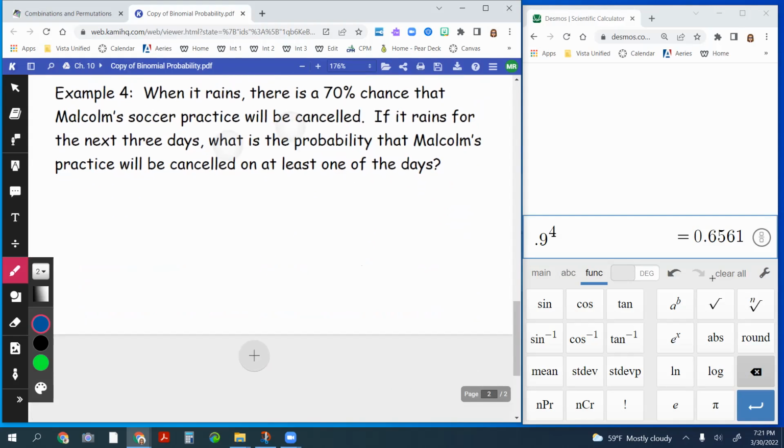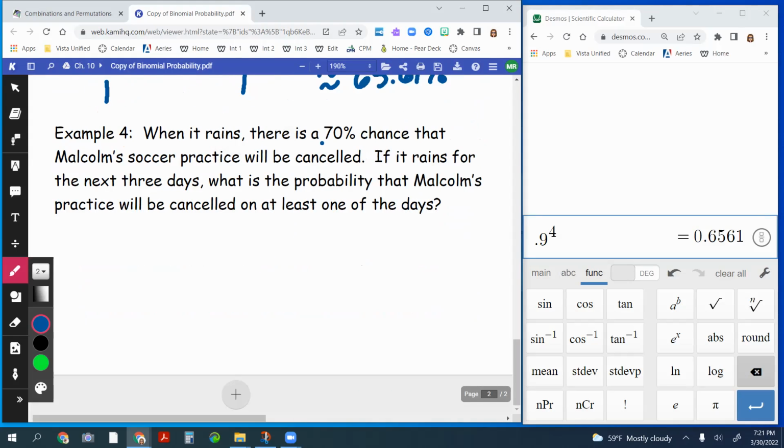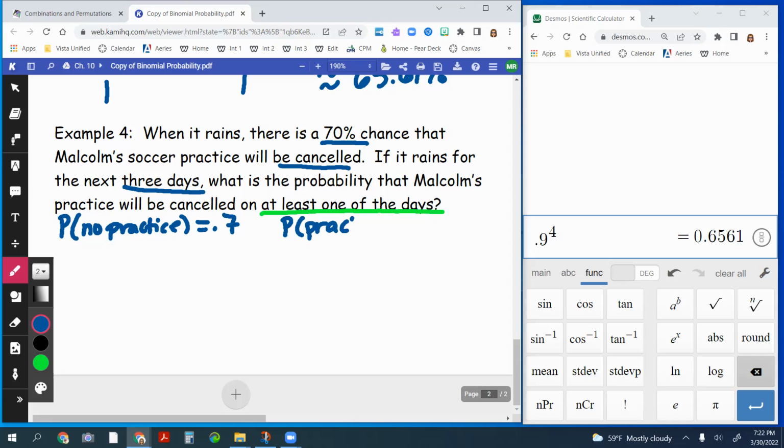Example 4. When it rains, there's a 70% chance that the practice will be canceled. If it rains for the next 3 days, what's the probability that Malcolm's practice will be canceled? And this is where you got to be careful. At least one of the days. Okay. So probability of no practice is 0.7. Probability of practice, where they didn't cancel it, is going to be 0.3.